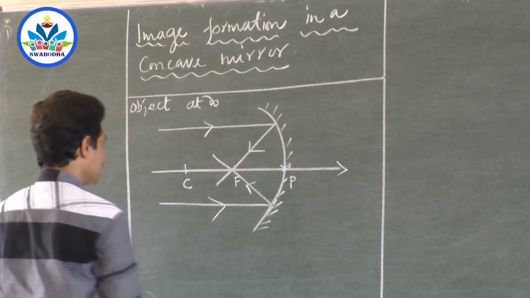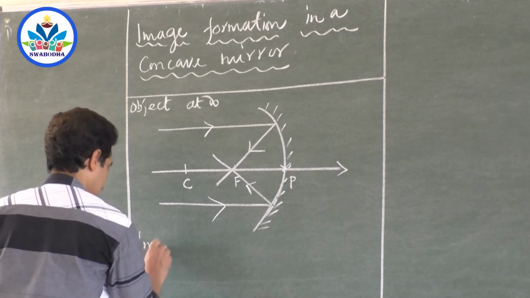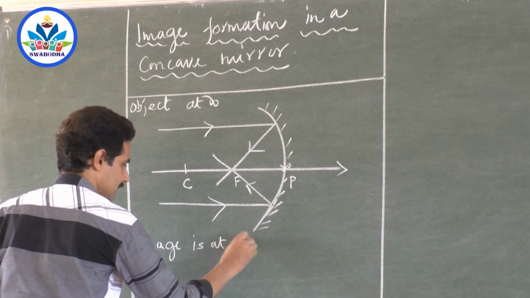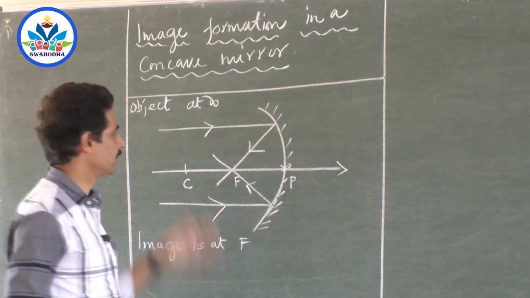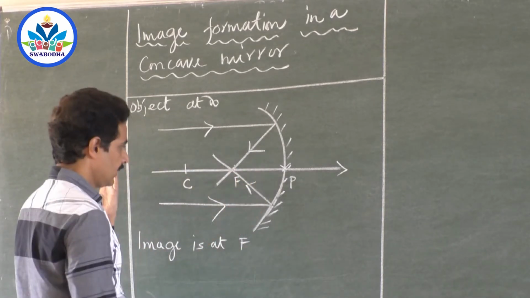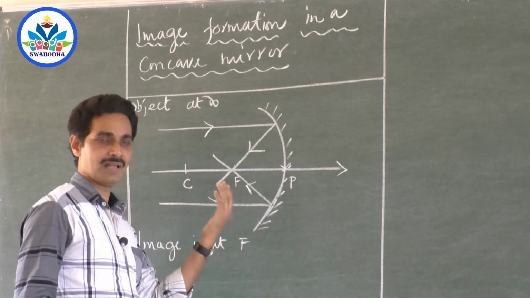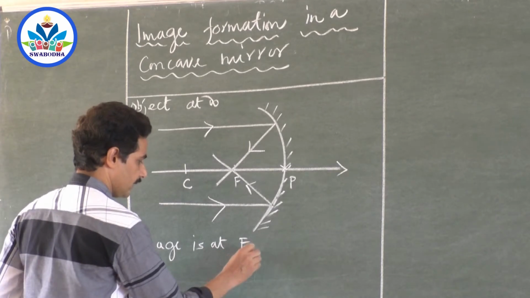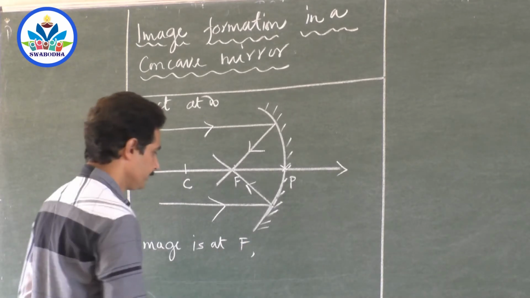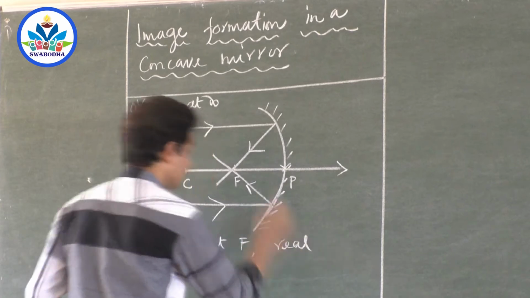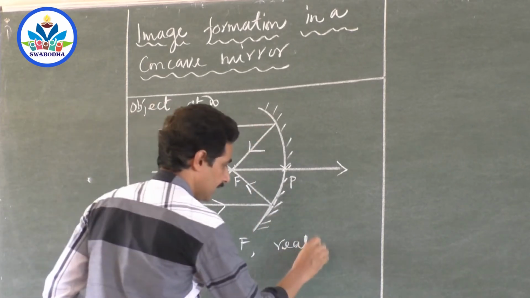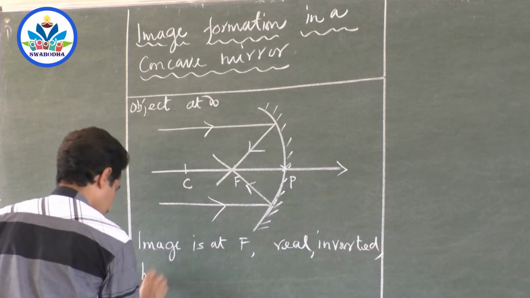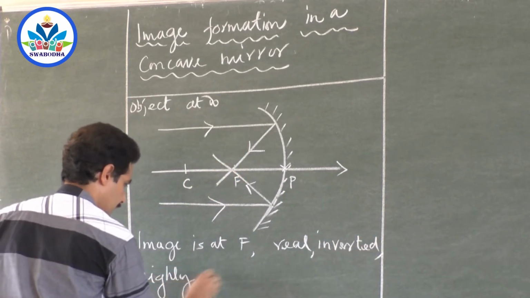So when the object is at infinity, the image is at F, focus. Image is formed at focus because parallel rays come from infinity. For an object at a very large distance, parallel rays are emitted and they meet at focus. Image is at F, and image nature is real, because the rays of light really meet, and inverted and highly diminished because it is very, very small.